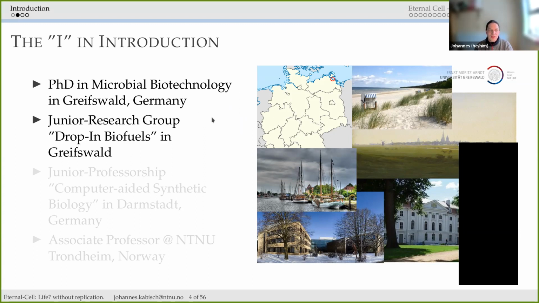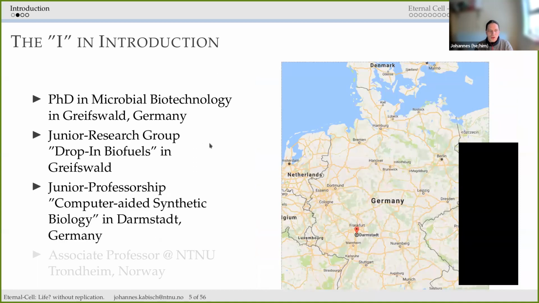I also then started my first independent group there. It was a so-called junior research group, and we were trying to produce, I did actually manage to produce, so-called drop-in biofuels. Then I moved on to a junior professorship, which is kind of an assistant professorship without tenure, in Darmstadt, and you can already see that I don't have nice pictures from Darmstadt. It's okay there, but it's not really as picturesque. And there my group dealt with computer-aided synthetic biology.